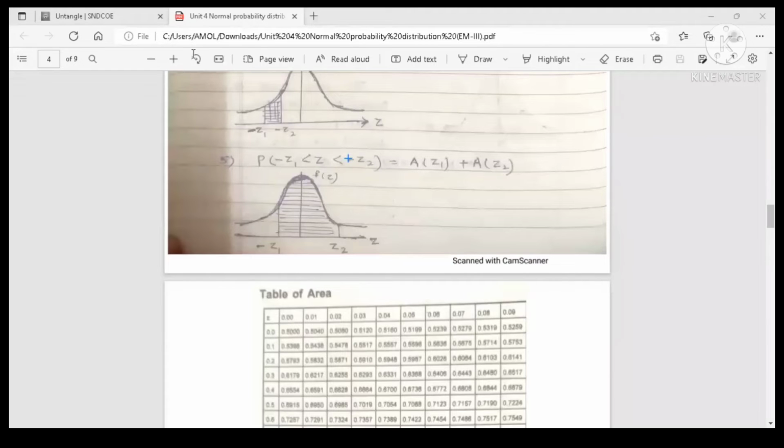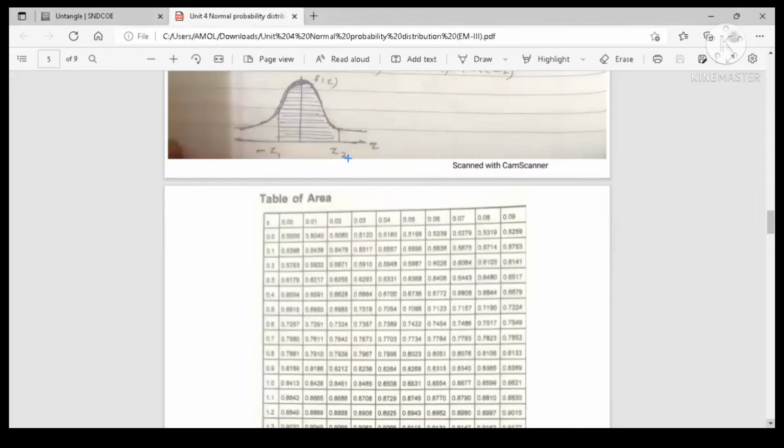Find the probability between minus Z1 and plus Z2. Means Z1 is negative, so it will be on the LHS side of the normal curve, and plus Z2 will be on the RHS side. Now you find the probability between minus Z1 and Z2. So how to calculate the area between minus Z1 and Z2? You just do the addition of area of Z1 plus area of Z2. That will be the shaded portion, and that shaded portion is nothing but the probability between minus Z1 and Z2. So this is the formula to find the probability between minus Z1 and plus Z2.